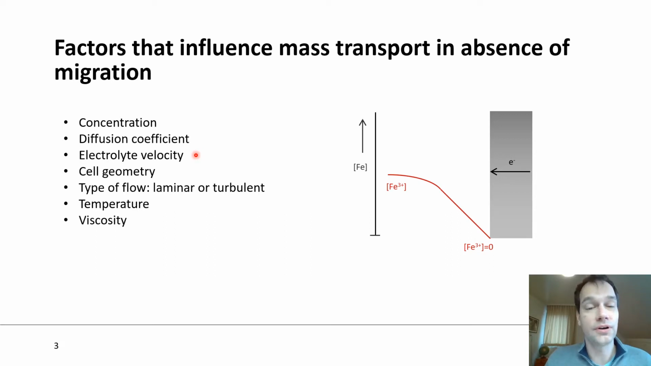The velocity of your electrolyte is important. If you have a higher velocity, you typically have better mass transport to the electrode. The cell geometry is important. The type of flow you have. Do we have a laminar flow? Do we have a turbulent flow? The temperature. Temperature always helps processes like diffusion and convection. And then there is the viscosity, where a lower viscosity is better for mass transport than a high viscosity. So these are all factors that influence mass transfer in a way very similar to normal chemical reactors.